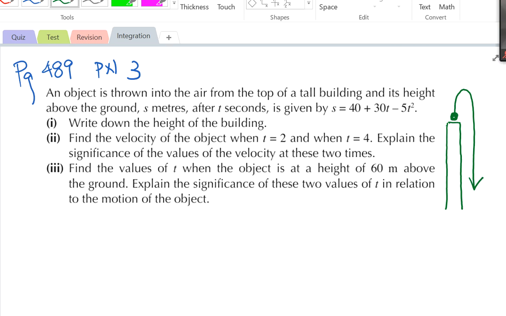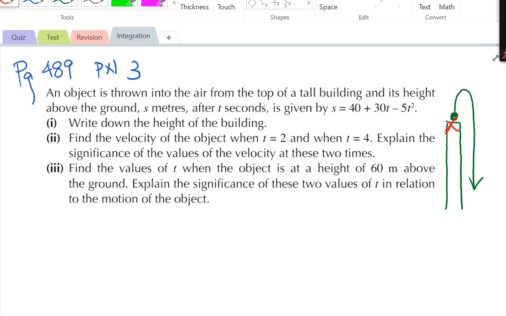Like I say, this question is not moving backwards or forward. It's about an object on top of a building being thrown up and then it will drop. Find the height of the building. Okay, Sati, you are with me. Can you tell me how to find the height of the building?